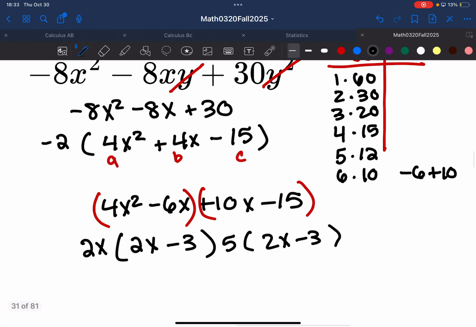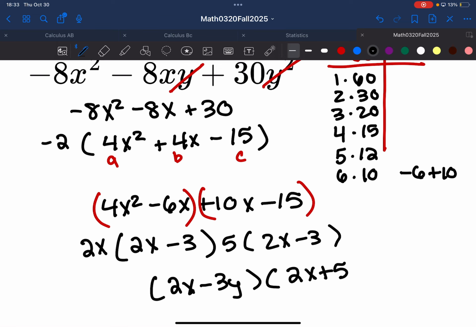Okay, so then when I write my parentheses, I'm going to write 2x minus 3y. And then in my next parentheses, I'm going to do 2x plus 5y. And then what do I have to bring down? GCF of negative 2.